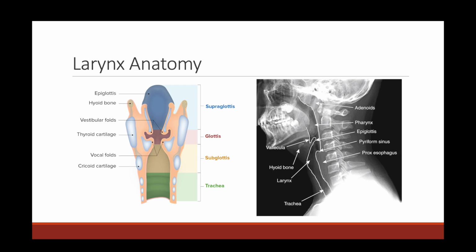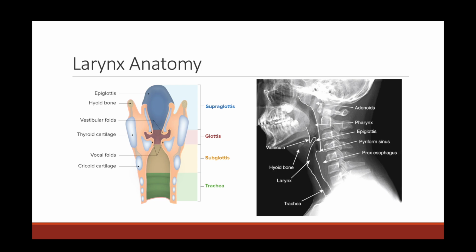We haven't covered the last part of the pharynx yet, which is the hypopharynx. But before we get to the hypopharynx, I think it makes most sense to talk about the larynx anatomy first. So the larynx is our voice box, and it is subdivided into 3 separate parts. So these are the supraglottis, the glottis, and the subglottis.